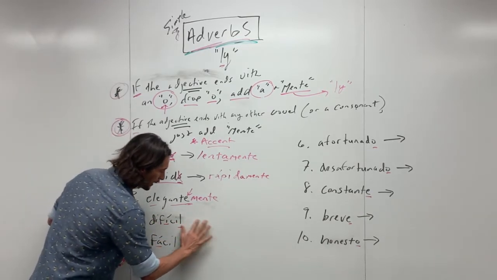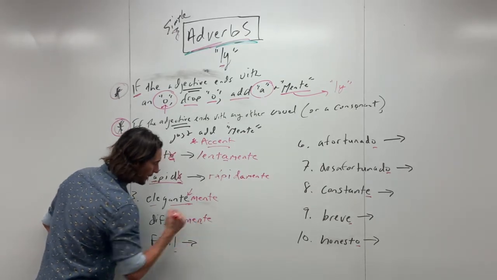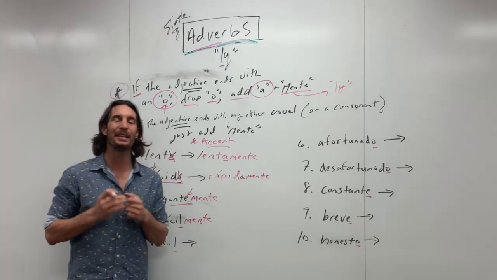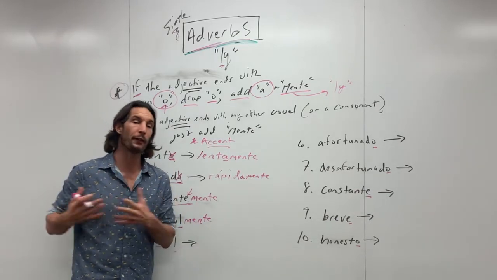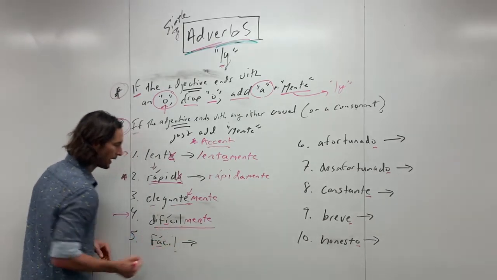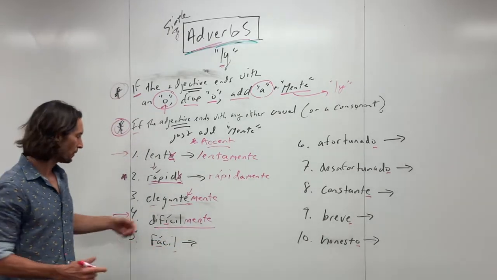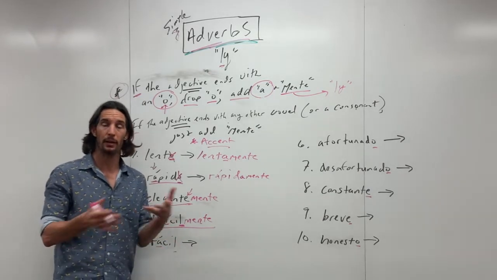So I'm going to erase that, and we're going to add mente. So we have difícilmente. So we go from difícil, difficult, to difficultly, right? Difícilmente, right? And again, notice this consonant just stays there, and we add mente.